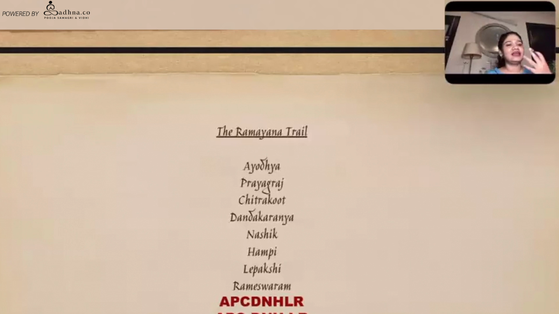So if I recite it 10 times, because I know Sanskrit, for me it will be really easy to remember that A is Ayodhya, Pa is Prayagraj, Chi is Chitrakoot, and Da is, because I know the story. I have the story in my mind. I just need to remember the correct system.